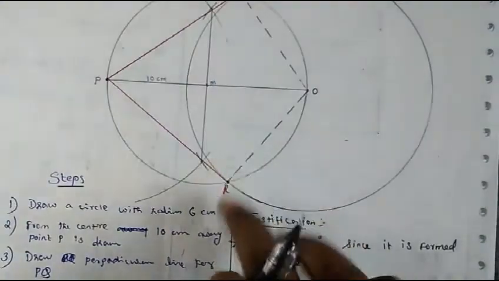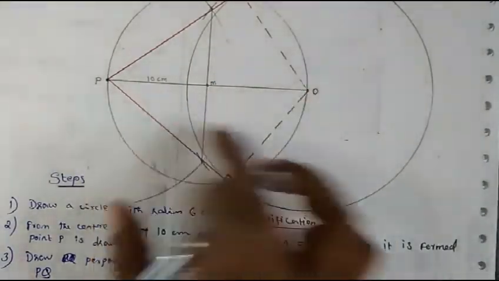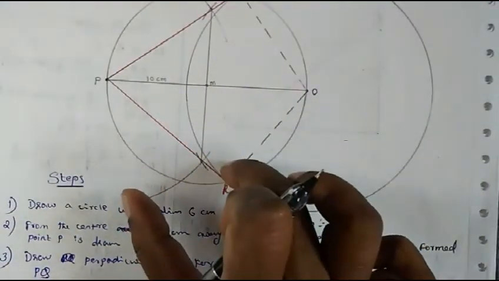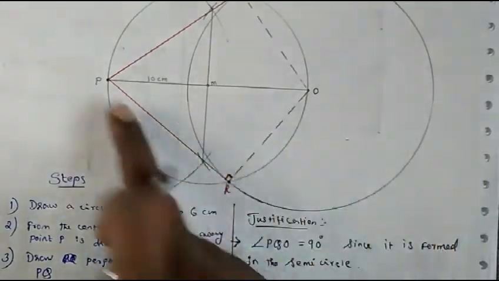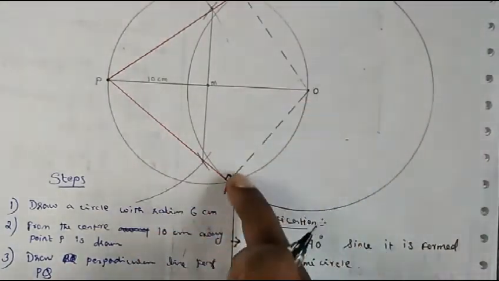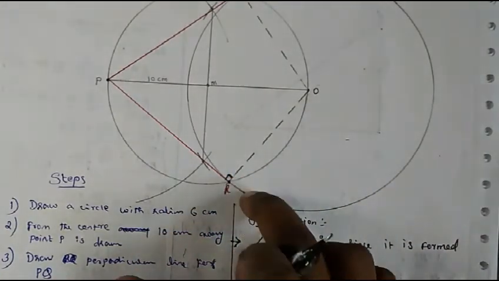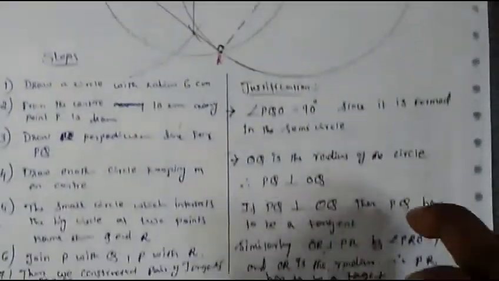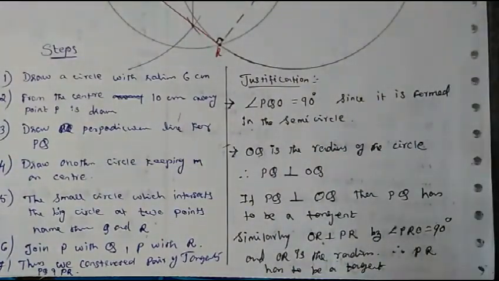The same way here also, this will be 90 degrees because this angle is formed inside the semicircle, and this is a radius. So this is 90 degrees and this is a radius, means this has to be a tangent. So this is perpendicular to this line. That is why 90 degrees is formed, and therefore we can say this is the tangent of this circle. I hope it is clear to you. The same format you have to write for all of them.